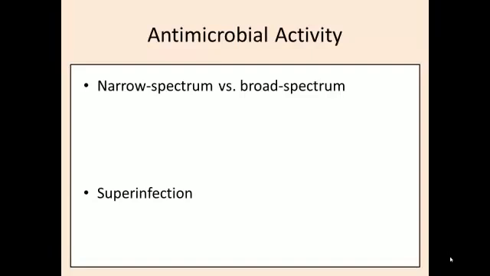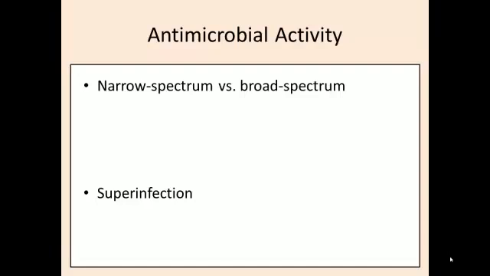That's where you decrease the numbers of your normal flora from the state of health to the point where one or two, usually one, type of bacterium takes over and increases in numbers to the point where it causes disease. Clostridium difficile is a classic example of this.